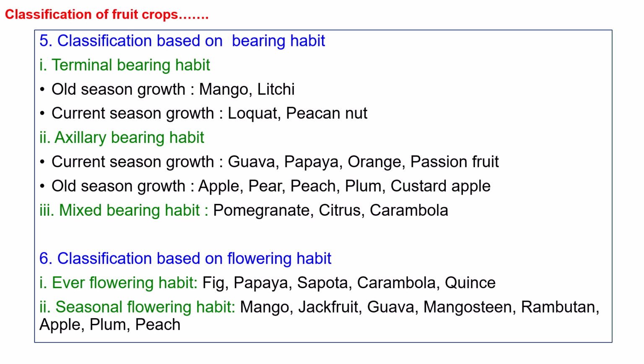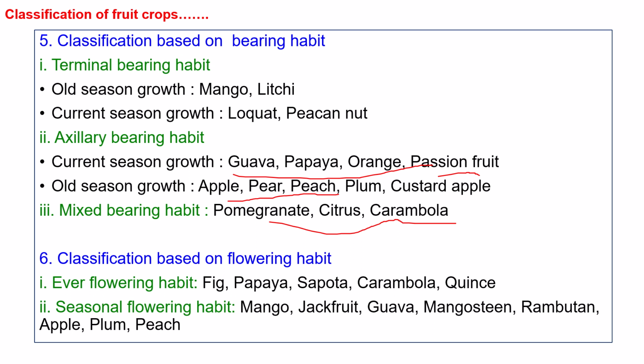Then axillary bearing. So in the case of axillary bearing current season growth, guava, papaya, orange and passion fruit. Then all season growth and axillary bearing, apple, pear, peach, plum, custard apple. Then mixed bearing example, pomegranate, citrus, carambola. So in mixed bearing it can happen both in the axillary and terminal position.